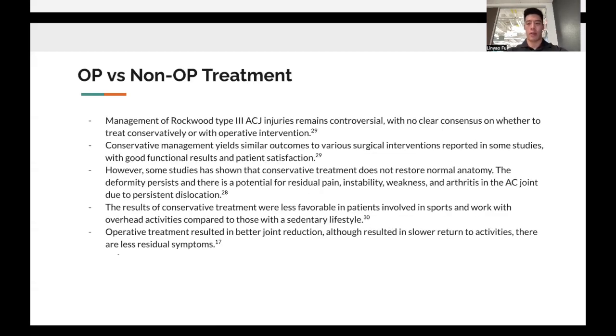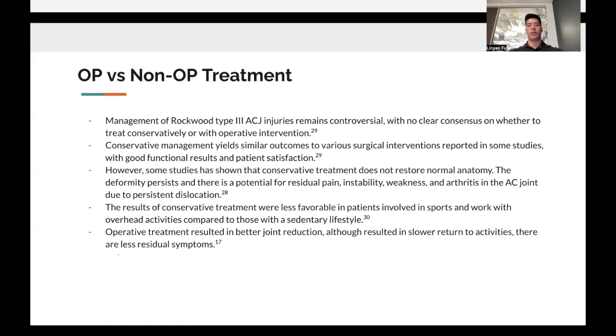All right, next I want to talk about the operative versus non-operative treatment. As Nick was talking about, the type 3 AC joint injury is very controversial. There's no consensus on whether to do conservative treatment or a surgical treatment.